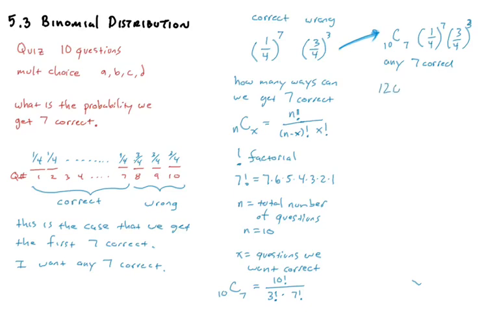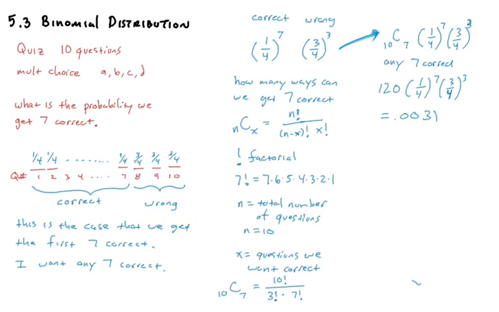Okay, and that should fix it there. All right, so this is 120 times 1/4 to the 7 times 3/4 to the 3rd. And there is a way to calculate that whole 10 choose 7 on the calculator, but we're going to have a fast way of calculating this whole quantity, so I'll skip that for now, but I'll show you some functions on how to do that. So this will probably give us 0.0031, okay?